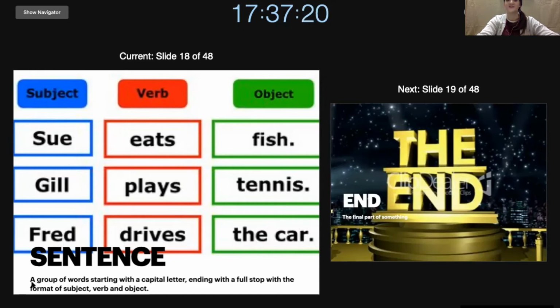For the definition, a group of words starting with a capital letter, so the big letter, ending with a full stop, with a formal format of subject, verb, and object. So Sue eats fish is the very simple way of saying it's a full sentence.